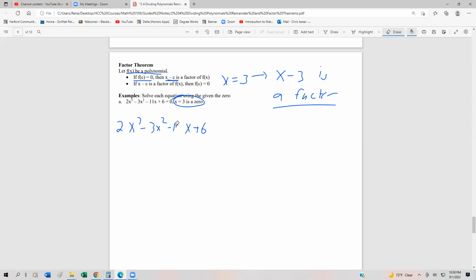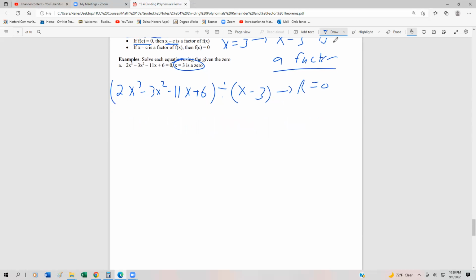Not 110x, but 11x. Not sure where that happened, but 11x plus 6. And we're going to divide that by x minus 3. And since it's a factor, the remainder should be equal to 0, right? And we can use synthetic division here, right?